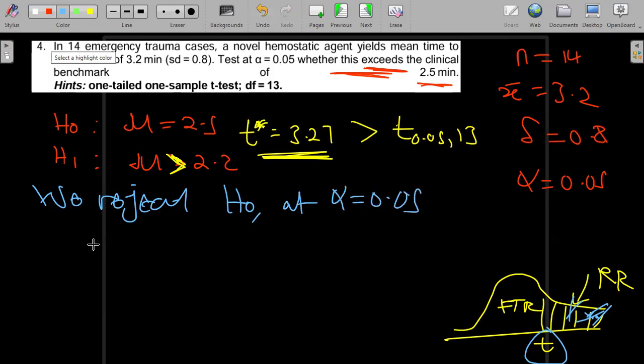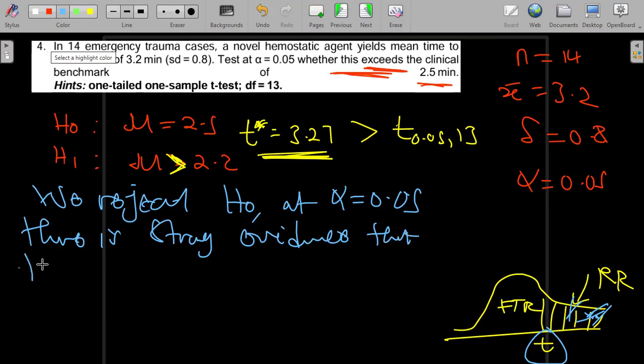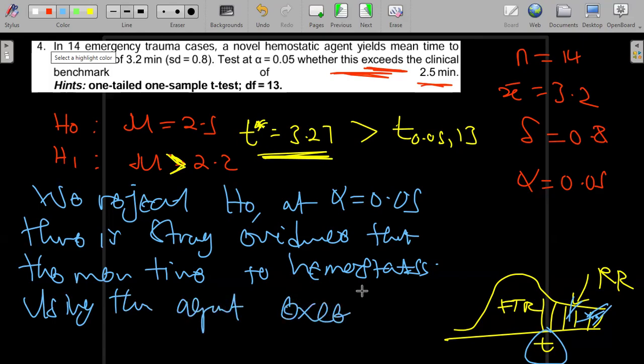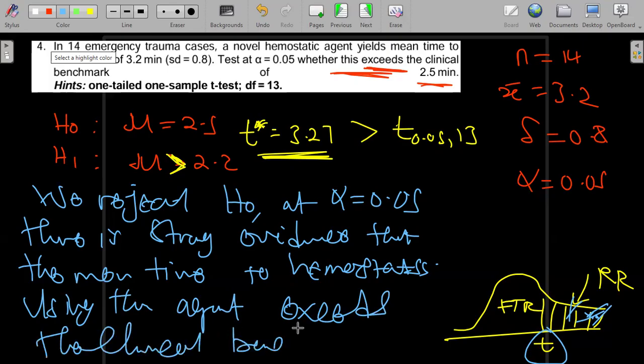0.05, there is strong, or enough, evidence that the mean time to hemostasis using the new agent exceeds the clinical benchmark of 2.5 minutes. So that will be our conclusion there.